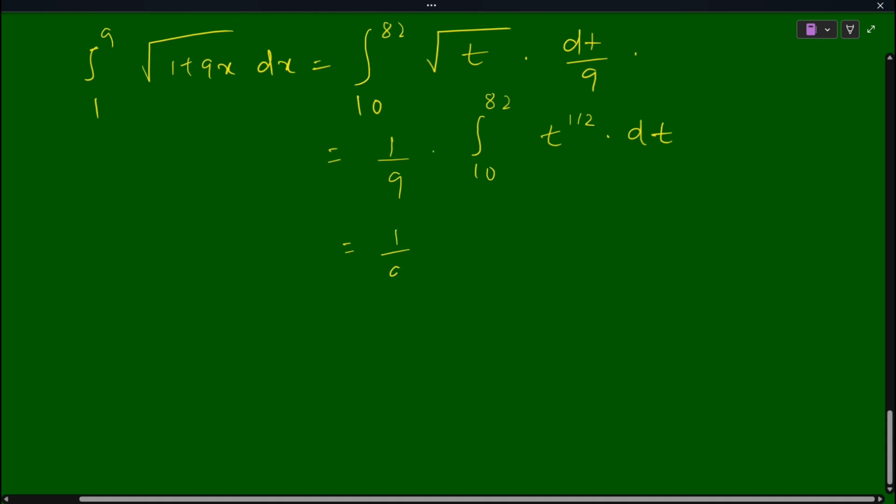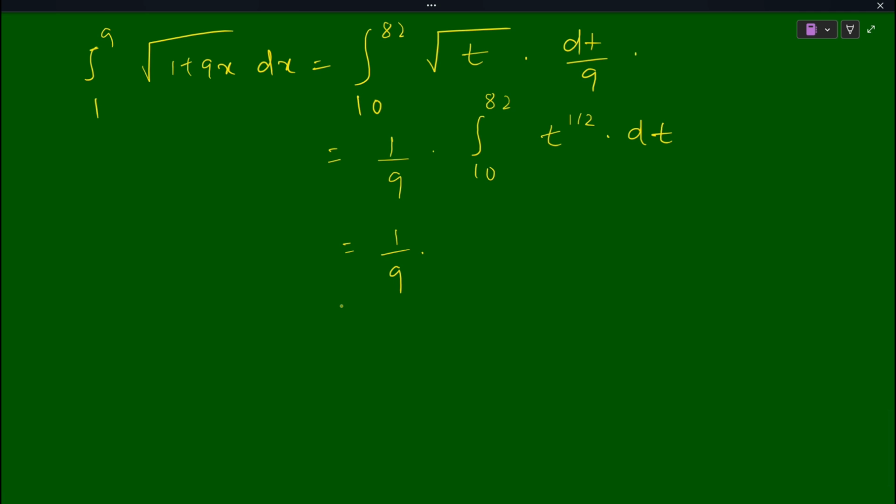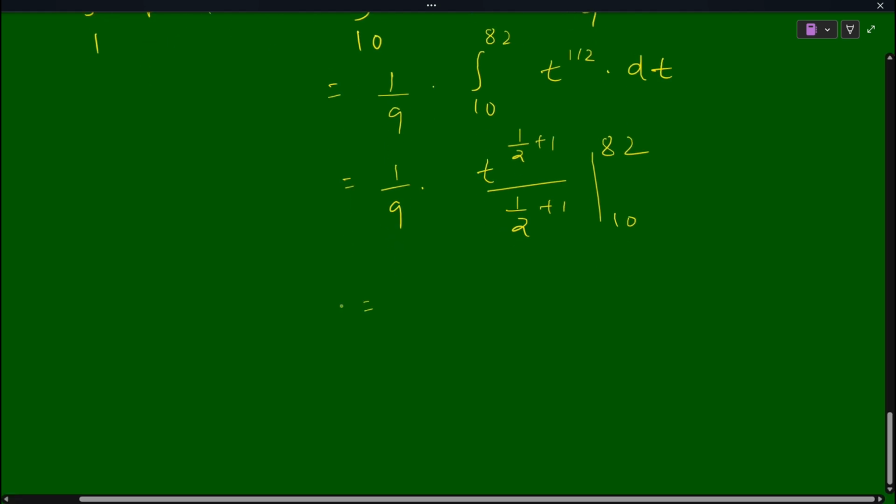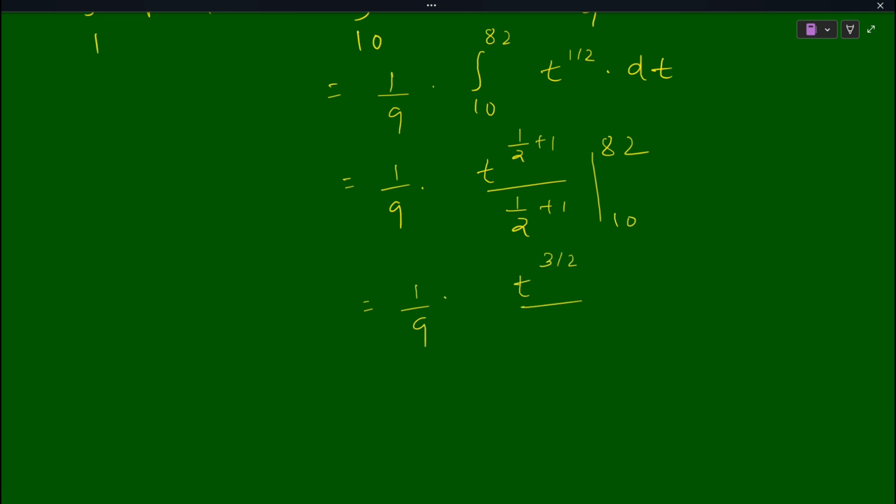The value of t to the power n into dt. We will use the same formula as for x, which is the integration of x to the power n dx is equal to x to the power n plus 1 by n plus 1. So this value would be t to the power half plus 1 by half plus 1, and the limits are from 10 to 82. So now see, this is 1 by 9, this value is t to the power 3 by 2, and this value is also 3 by 2, and the limits are from 10 to 82.